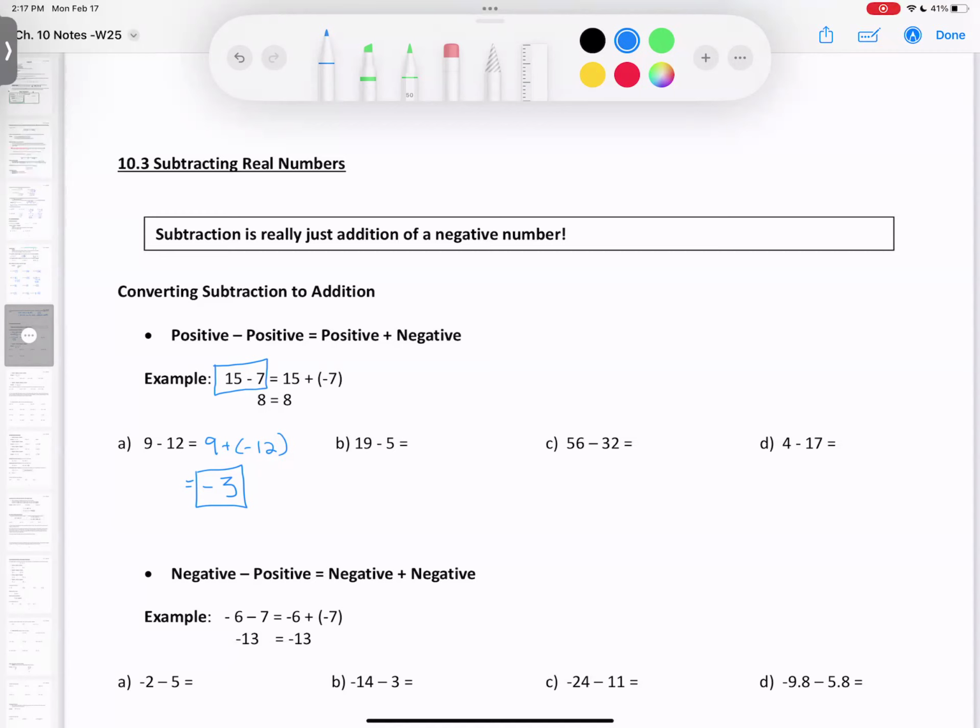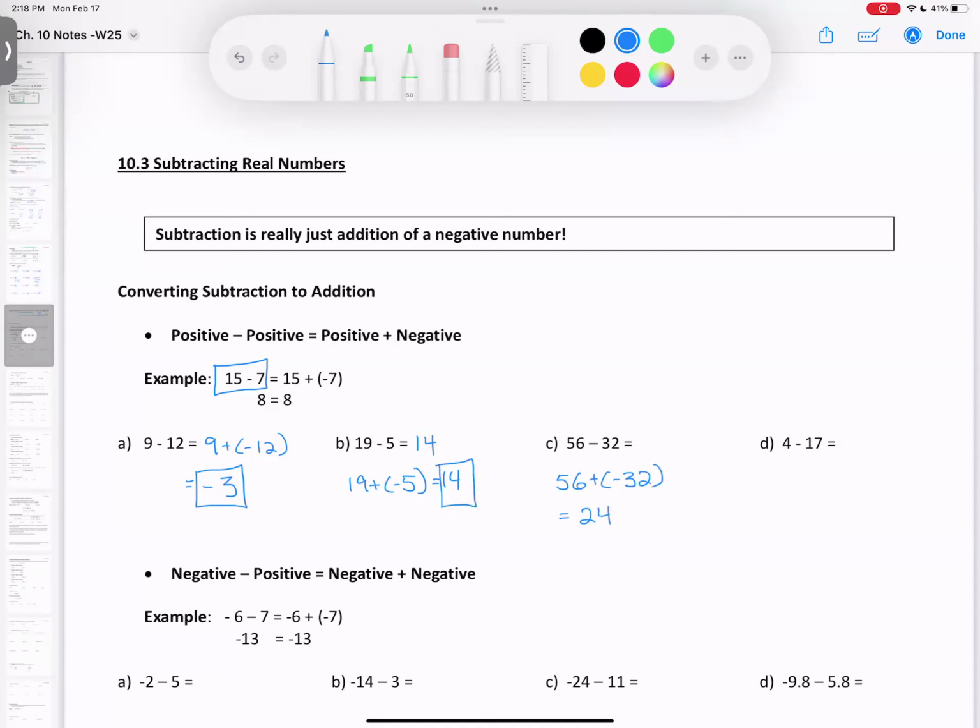Okay, next one, 19 minus 5. You can do this as a normal subtraction like we would have done in chapter 1, and you'll get 14. Or you can think of it as 19 plus negative 5, and once again, you'll get 14. Okay, go ahead and pause the video and try the next two. And let's do these two together now. So we've got 56 plus a negative 32, if you want to reframe that as addition. And then that gives us 24.